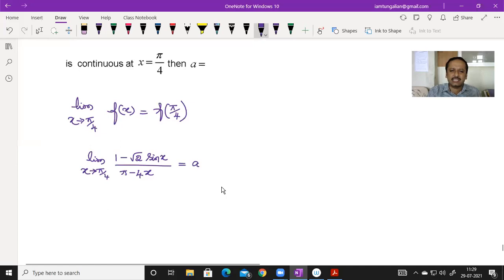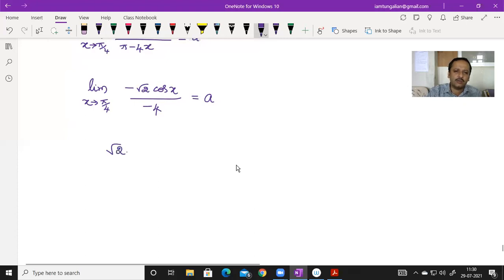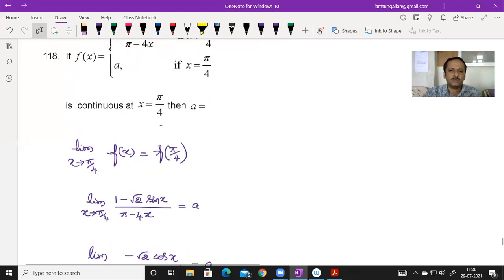If we directly apply the limit as x tends to pi by 4, here we get sine pi by 4. Sine pi by 4 is 1 by root 2. Root 2 into 1 by root 2 becomes 1. 1 minus 1 is 0, so the numerator is 0. In the denominator, 4 times pi by 4 cancels, pi minus pi is also 0. 0 by 0 is an indeterminate form. So use L'Hospital's rule: minus root 2 cos x divided by minus 4. That is equal to a. Apply the limit. Minus minus gets cancelled, root 2 into cos pi by 4, that is 1 by root 2, divided by 4. So root 2 gets cancelled, hence a is equal to 1 by 4. Okay, I forgot to copy the options. So a is equal to 1 by 4 is the correct answer for this.